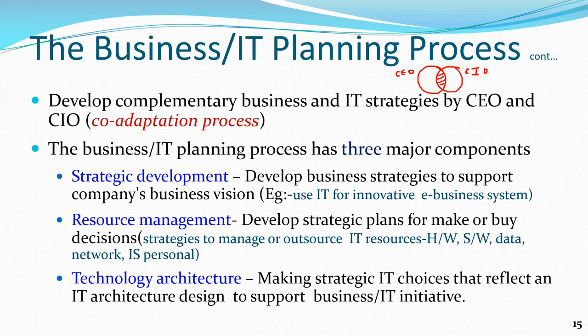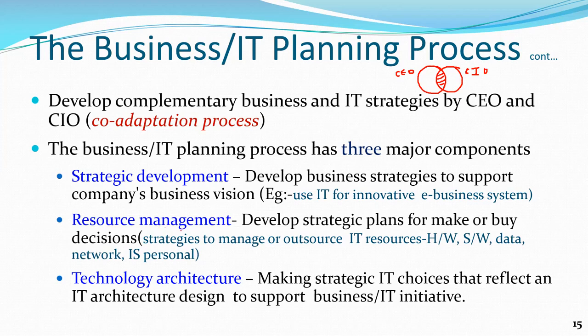That's the idea proposed by the business IT planning process. The business IT planning process has three major components. The first is strategic development: develop business strategies to support the company's business vision. Use of IT for innovative e-business systems might be the vision. Therefore, this should not be supported only by the CEO, but by the CIO as well. It should be a strategic activity for the whole organization, not only the IT department's responsibility.